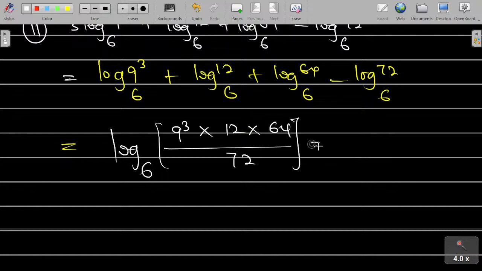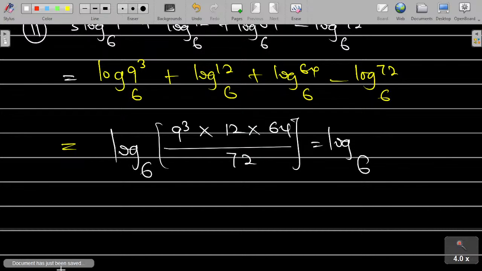Okay, so what does this give to us? So we are going to have the log base 6. So if we try to simplify the value we have there, which is 9 to the power of 3, let me do that. Okay, multiplied again.